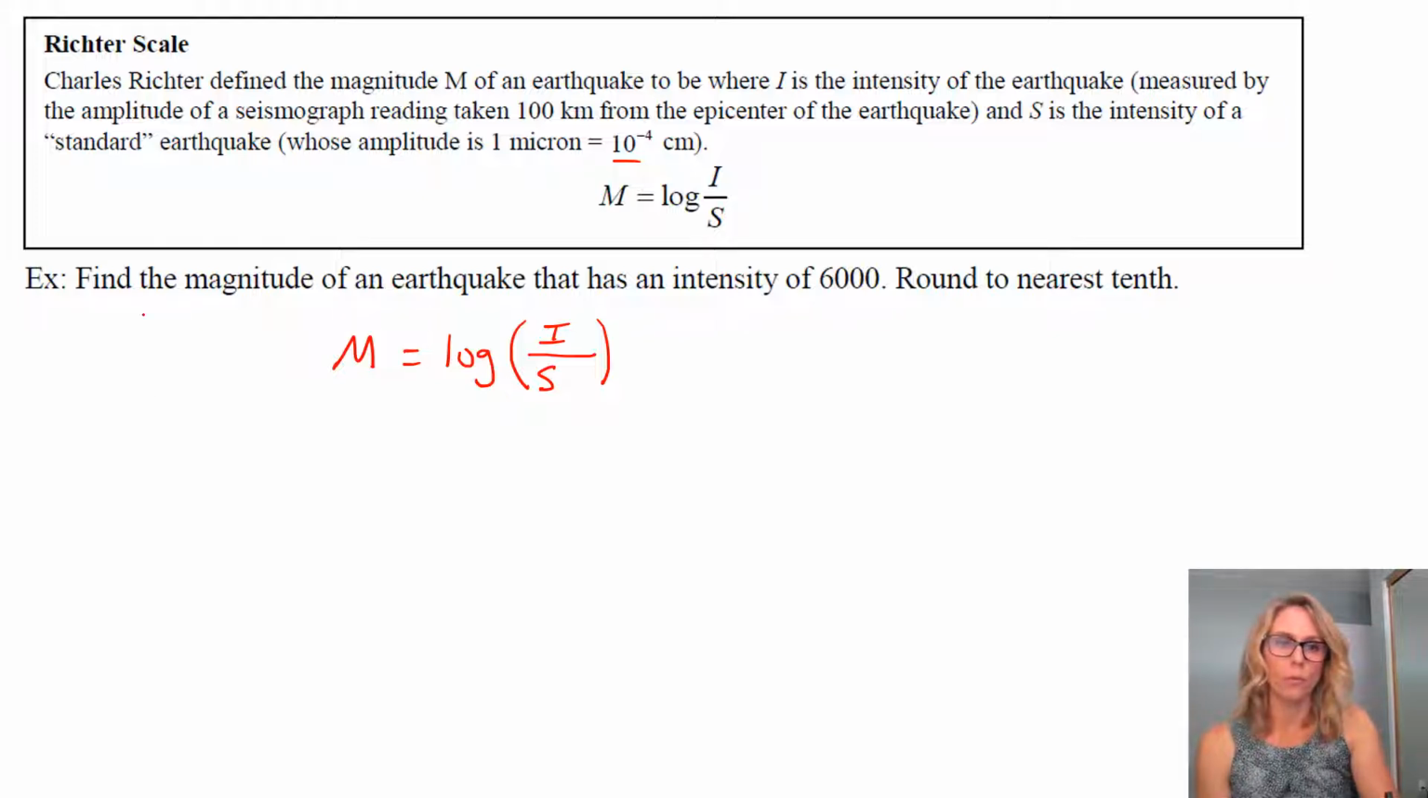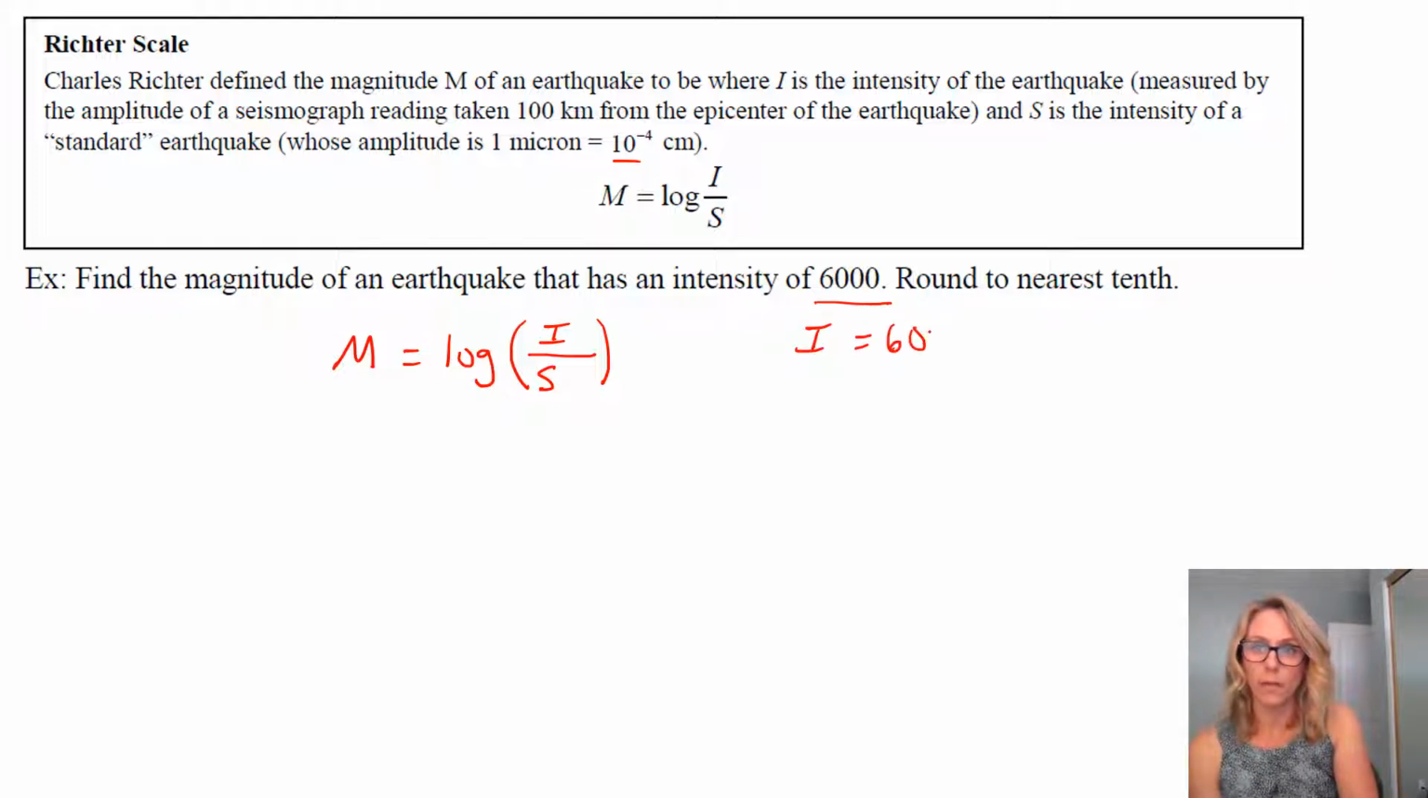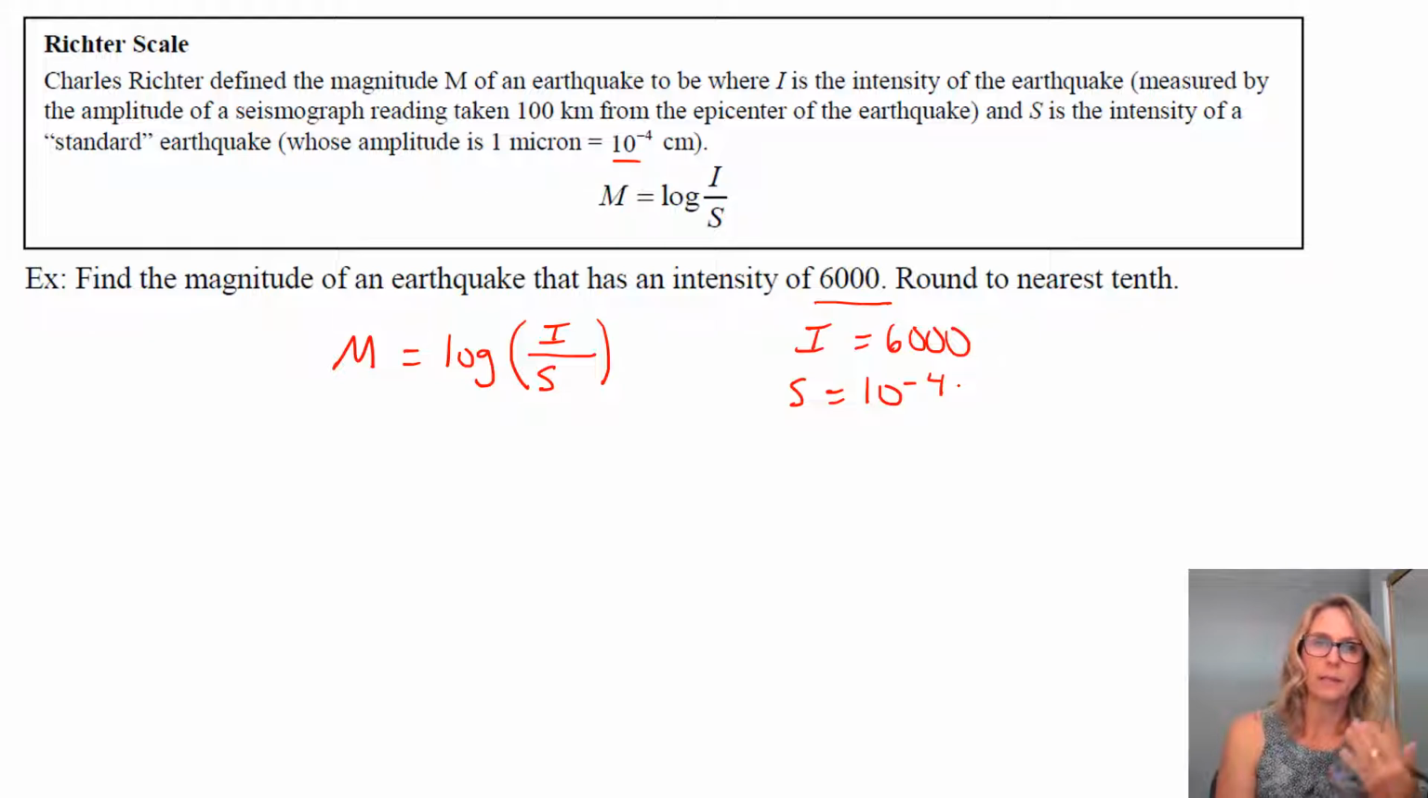So when we're told to find the magnitude of an earthquake that has an intensity of 6,000, they're giving us some earthquake, and that's the 6,000, the intensity of that earthquake. So we need to write that as 6,000. Depending on the magnitude of the earthquake, that number is going to be bigger or smaller. What was also given to us, though it might be hard to determine from the paragraph, is what S is: 10 to the negative 4 centimeters, this idea of a standard earthquake.